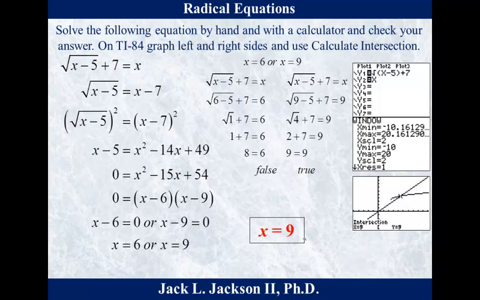And graph these two. Again, you may need to experiment with the window here. You can see the window I used. I think I probably did a zoom square or something at some point to get these particular numbers. But anyway, I've got those in there and did a calc intersection, and you see only one point of intersection, and sure enough, x is 9 and y is 9 there as well. But x is 9 is our solution, the one and only solution.